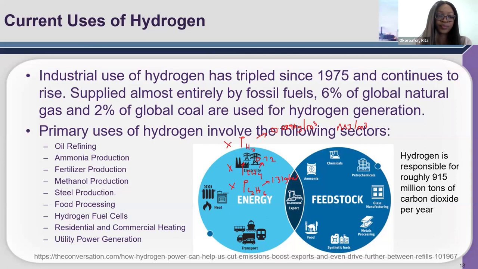Okay. But why are we producing this hydrogen? We're producing it because we want to use it. Okay. So, what are the uses of hydrogen? Oil refining, production of ammonia, and the ammonia is in turn used for fertilizer production, methanol, steel production, food processing, hydrogen fuel cells, heating, and power generation. And so, if you cast your mind back to that image of the different sectors where we had greenhouse gas emissions, you can then begin to see where hydrogen fits in. Okay? Hydrogen could fit into different, this is the industry part, this is the power generation part, and fuel cells is the transportation part, fertilizers.